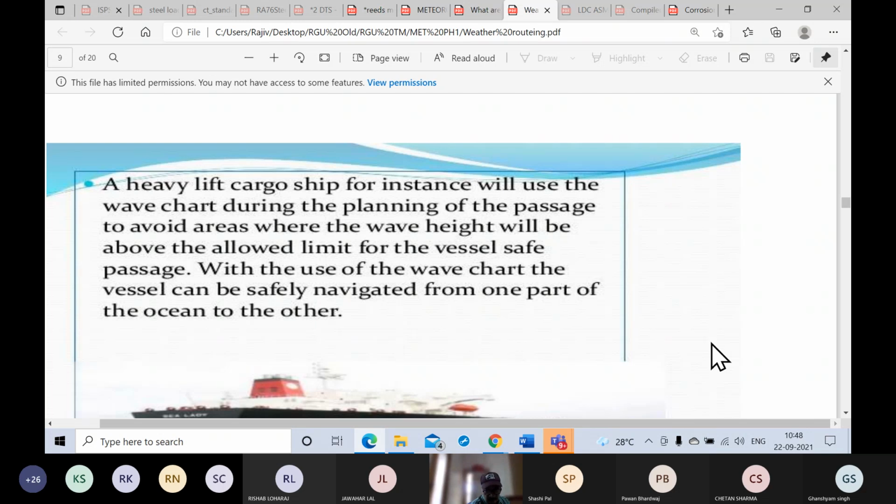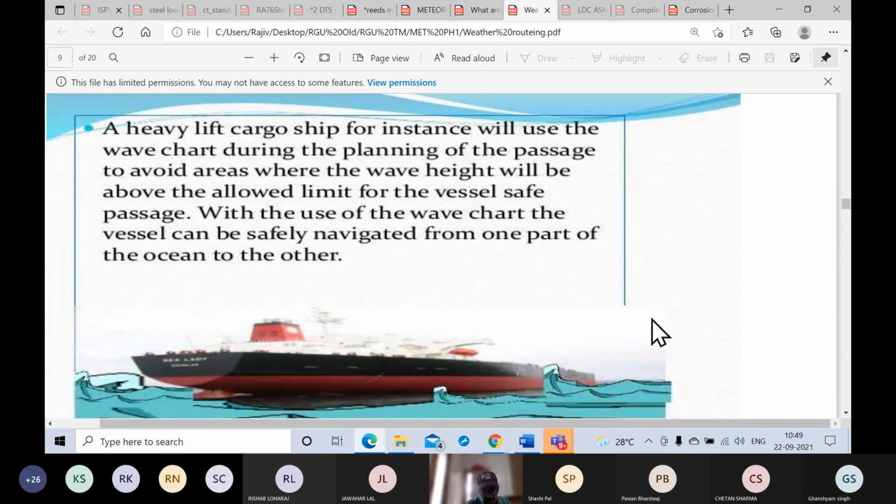This is just an example, of course. It would be a different scenario for a different ship. You are aware, you have gone through that, that wave height is going to impact the heavy lift cargo by creating accelerating forces on the lashings. So when you are using the routing chart, you will avoid areas which will have more wave heights. I mean, nothing extraordinary, but just as a matter of fact, to be mentioned in the answers.